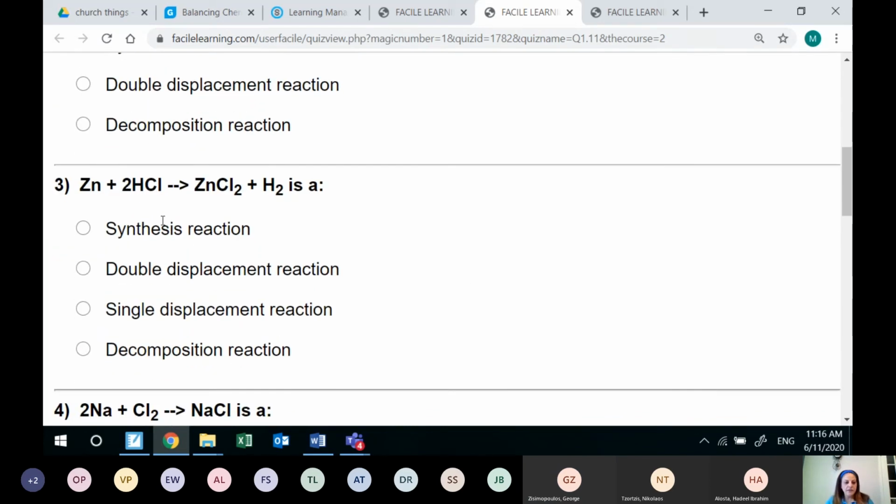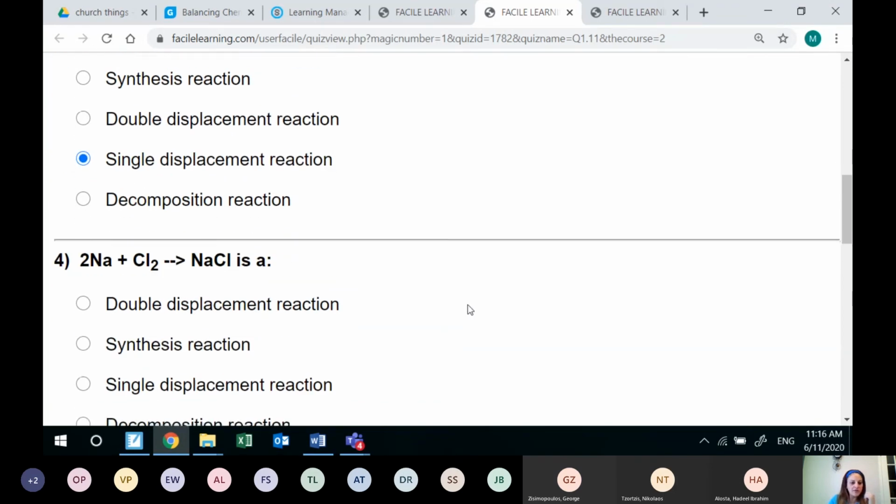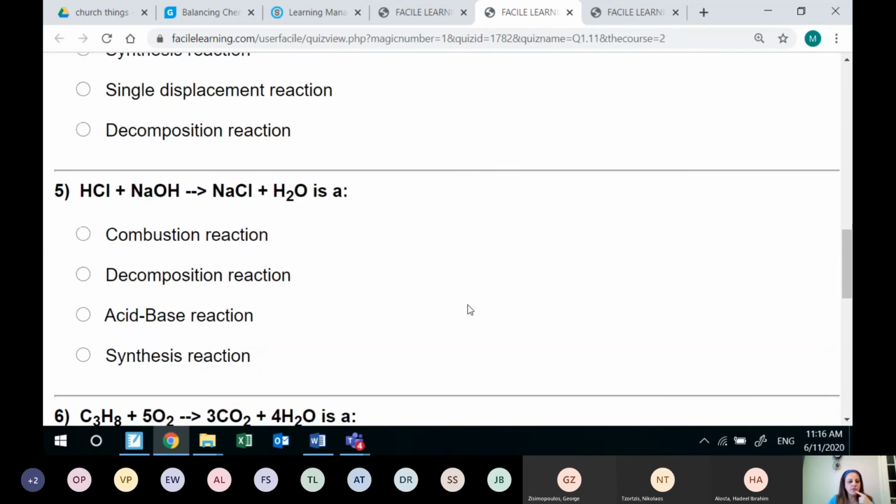I can tell you now the answer for number 3 because it's a grade 10 subject, the double and single displacements. Take a look at this one. The zinc takes the place of hydrogen. It's like a switch here. So you get, look, zinc now is with chlorine and hydrogen is on its own. That's why this is called a single displacement. It's one element that switches. Oh, this one too. This one is grade 10. Acid plus base give you salt and water. So this is an acid-base reaction.